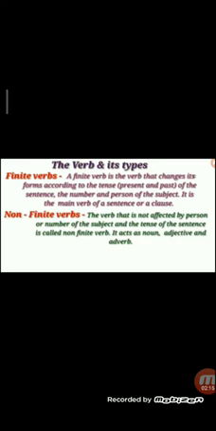Non-finite verb: a verb that is not affected, they do not change by the person or number of a subject and tense. It is called a non-finite verb. It acts either as a noun, adjective or adverb. वो कभी नाउन बन जाता है, कभी एडजेक्टिव बन जाता है, कभी एडवर्ब बन जाता है, बट वो वर्ब की तरह फंक्शन नहीं करता, अपने आप को बदलता ही नहीं है.